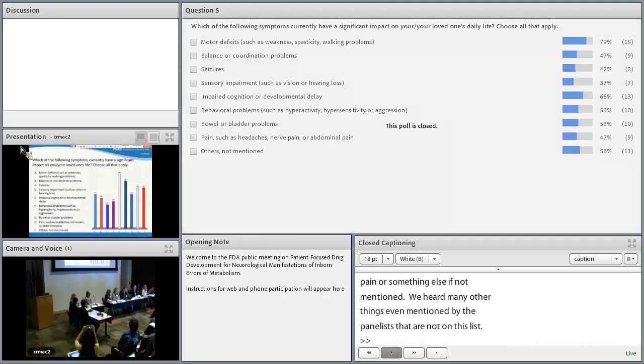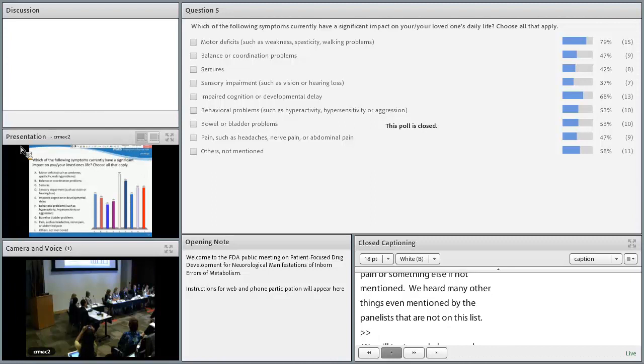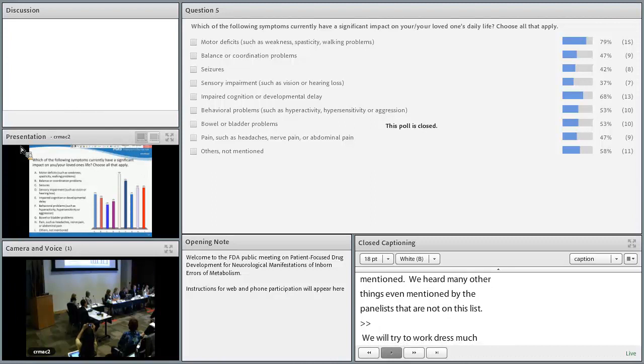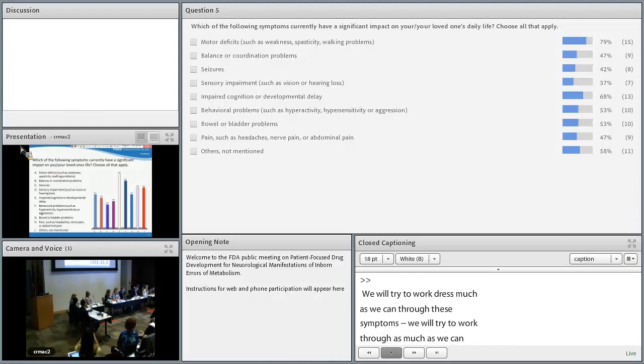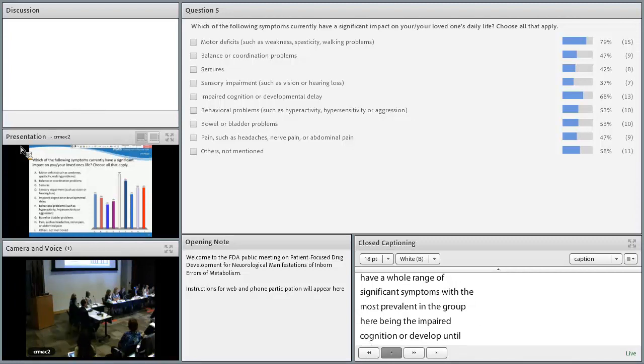So how do we begin? We'll try to work through as much as we can through these symptoms, but you have reiterated that you have this whole range of symptoms that are significant, with the most prevalent in the group here being the impaired cognition or developmental delay. Can I ask on the web what the results are?